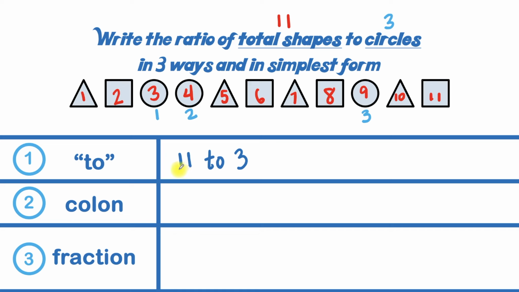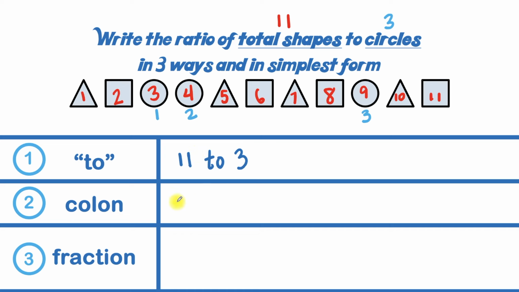So again, this first value 11 tells us the number of total shapes. Then we write the word to, and then the second value, which tells us the number of circles. Remember that the order is incredibly important too. Since it's talking about the total shapes first, that value has to go first in our ratio. And since it's talking about circles second in our ratio, that has to be the second number in our ratio. They also want our ratio in simplest form. But we're lucky here, because there's no number that can divide both 11 and 3 to reduce it.